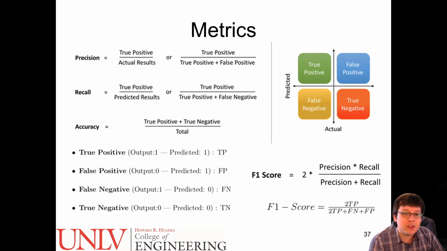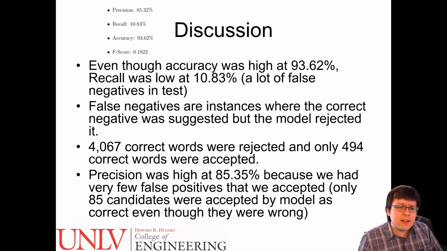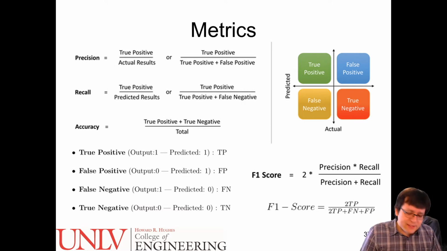When you have high precision, it means that there are very few false positives. When you have high recall, it means that there are very few false negatives. A false positive is accepting a wrong word. A false negative is not accepting a correct word. What the low recall is really telling us is that we're not accepting words that we should.